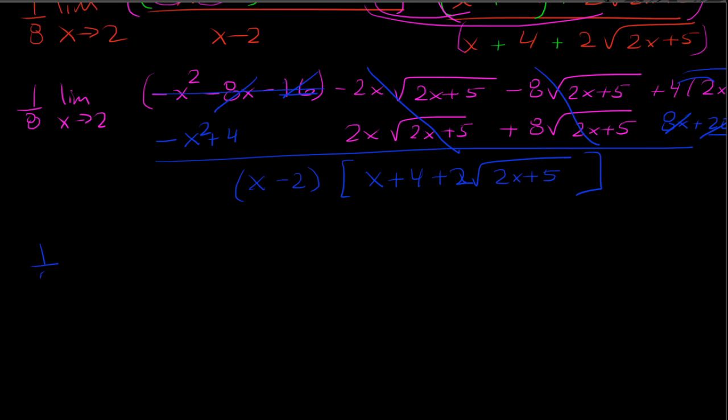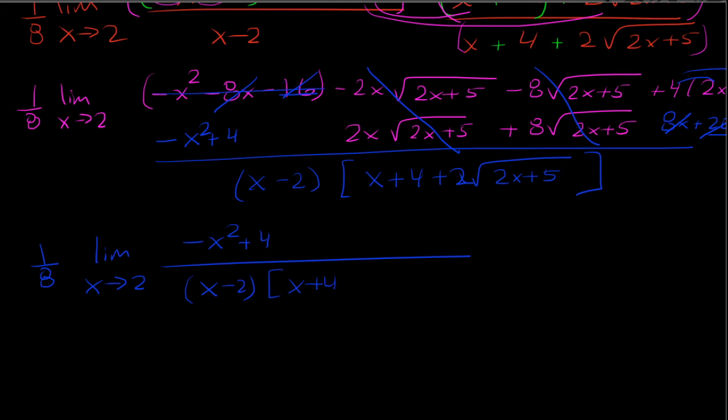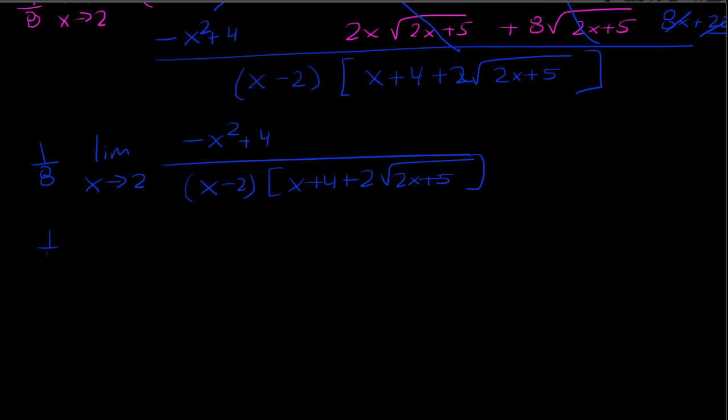Let's rewrite this now. We have 1/8 times limit as x approaches 2, negative x squared plus 4, all over x minus 2 times quantity x plus 4 plus 2 root 2x plus 5. I can factor out the negative x squared plus 4. That would just be negative x plus 2 and x plus 2. The bottom is the same.